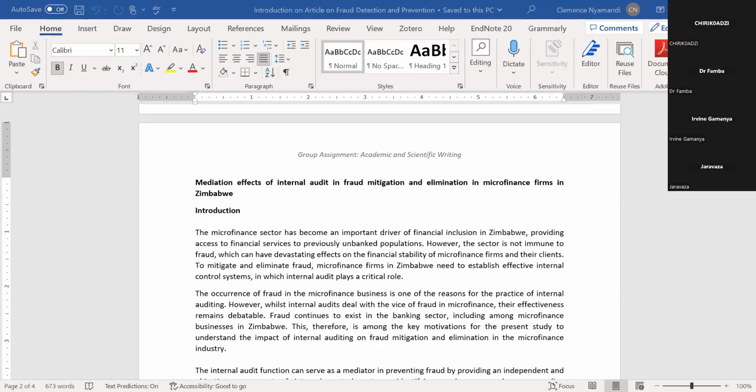This part here needs a lot of support, because someone may not really agree. Fraud continues to exist in the banking sector. Who said that? Whose idea is it? Who supports that assertion? Include among microfinance businesses in Zimbabwe. This, therefore, is among the key motivators for the present study.